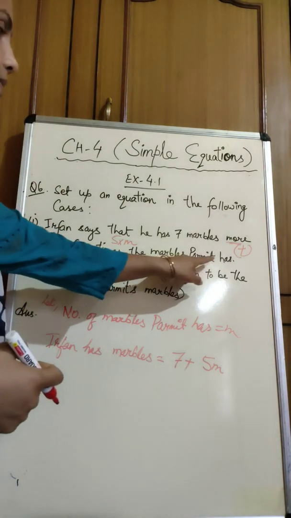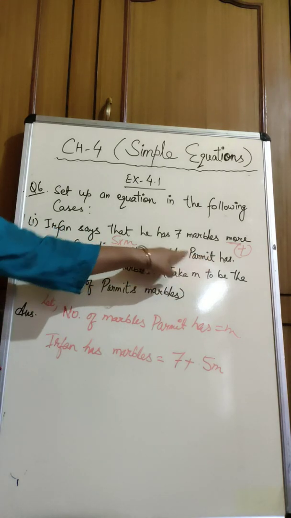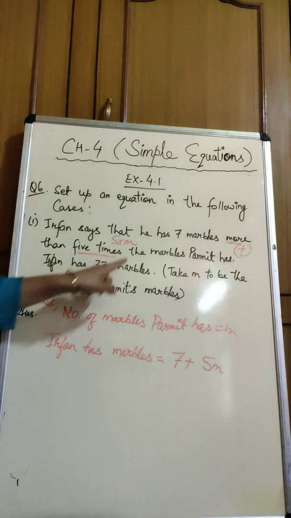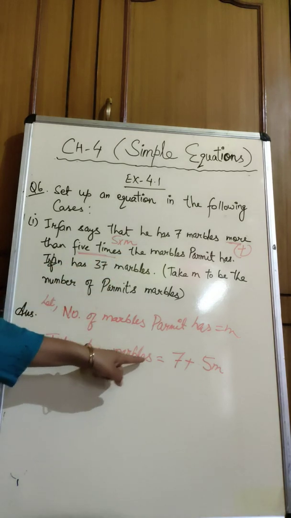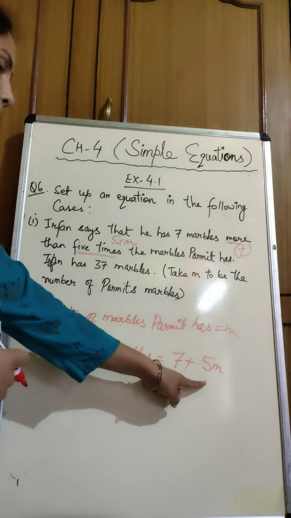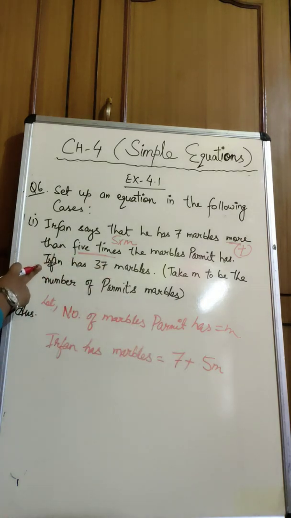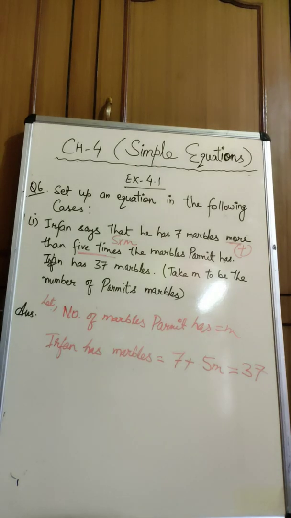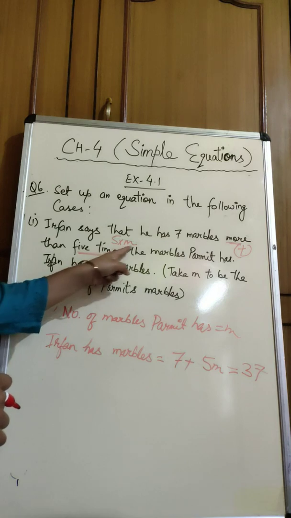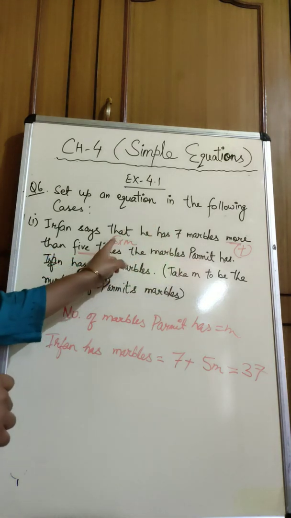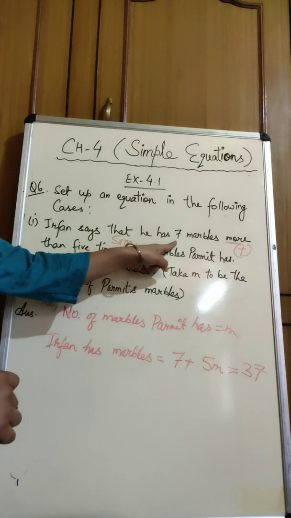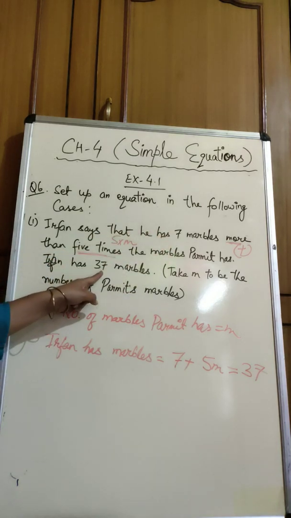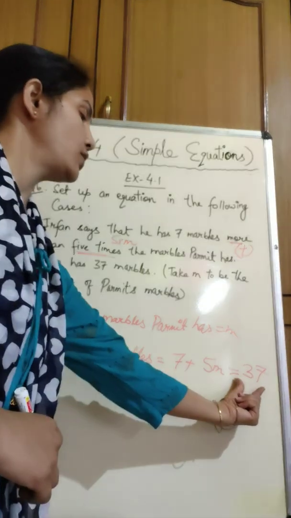5 times the marbles Parmeet has, and Parmeet was having M marbles, so 5 into M. So Irfan has how many marbles? 7 plus 5M. But it is also given that Irfan has 37 marbles, right? That is, this is equal to 37. Irfan has 5 times the number of marbles Parmeet is having, that is 5 times M plus 7. Also it is given that he is having 37 marbles. So these two will be equal.